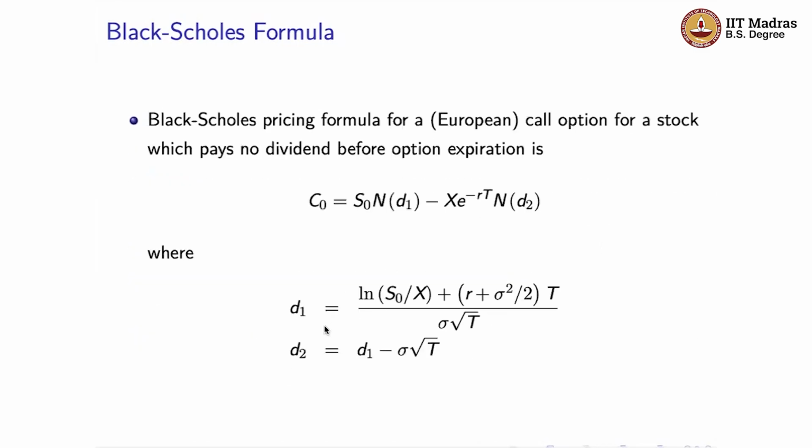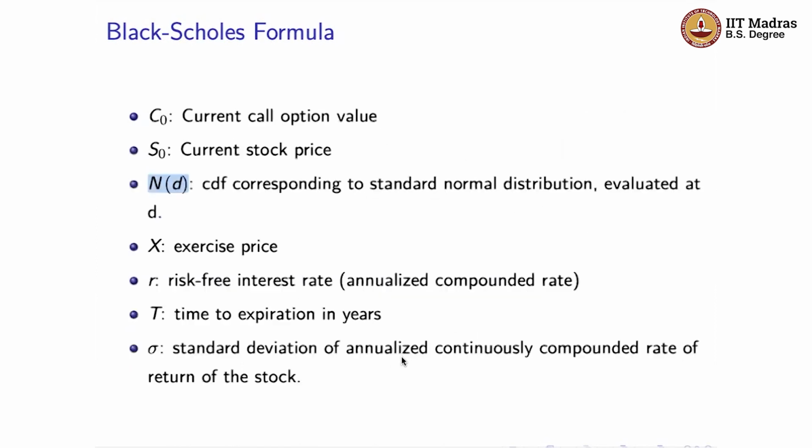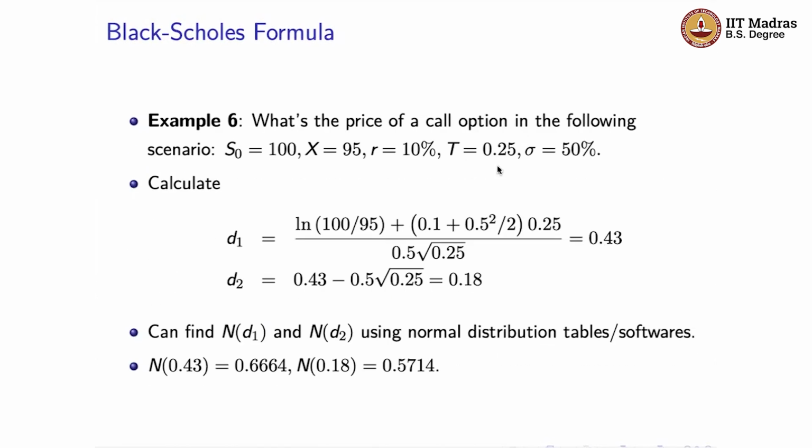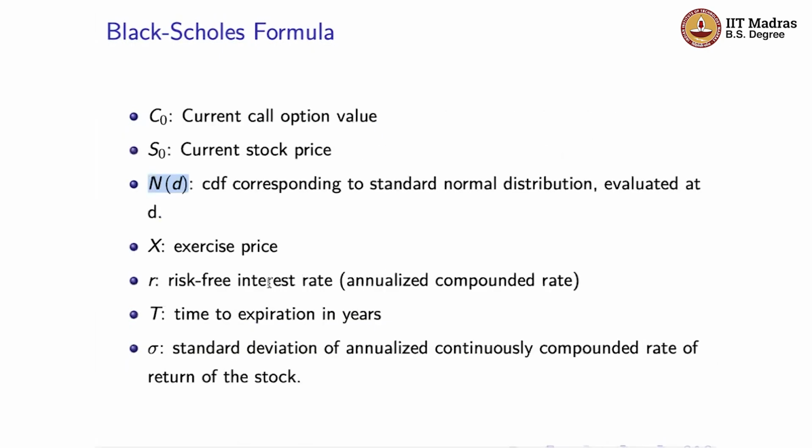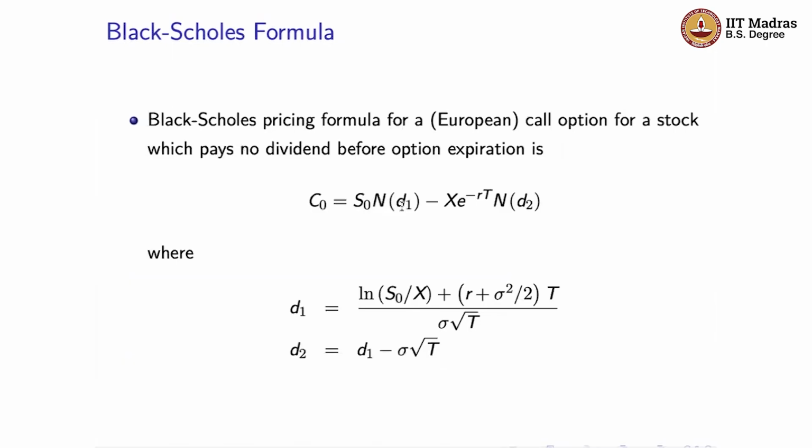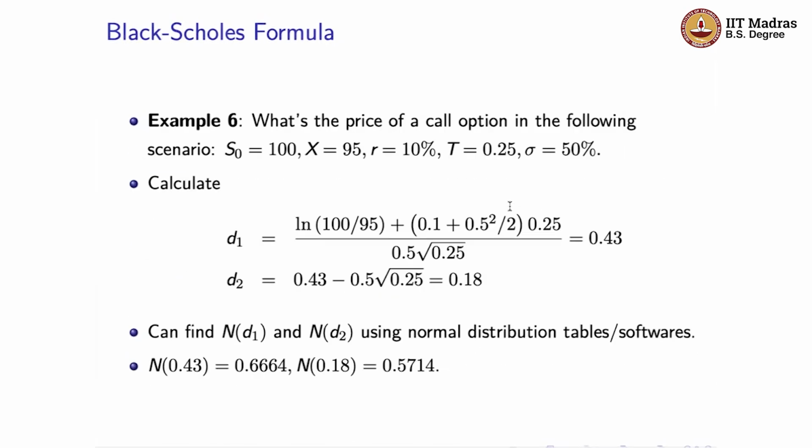And once you have D1, you can use this as an input in the formula for D2, right? So D2 is 0.43 minus sigma 0.5 times the square root of 0.25, right? So that also gives you a value of D2, right? So now we are in a position to actually approach the formula for the call price itself. So we have just evaluated D1 and D2. We need to know what's the CDF of the normal distribution at D1 and D2. That's the next step in our process.